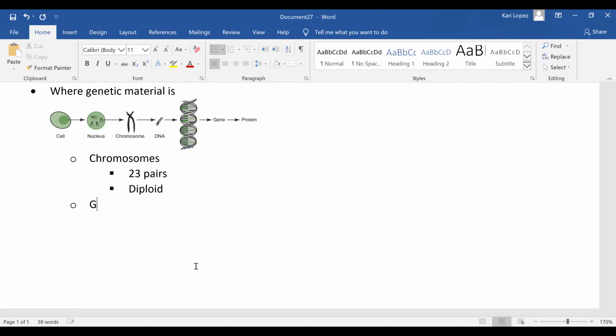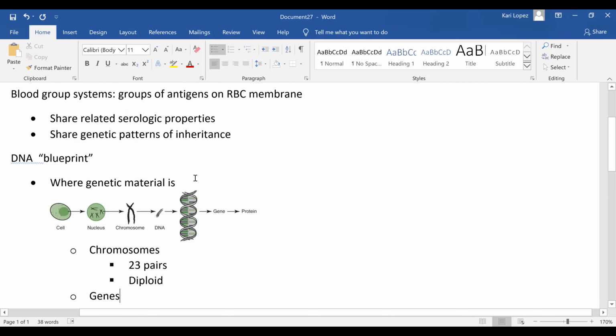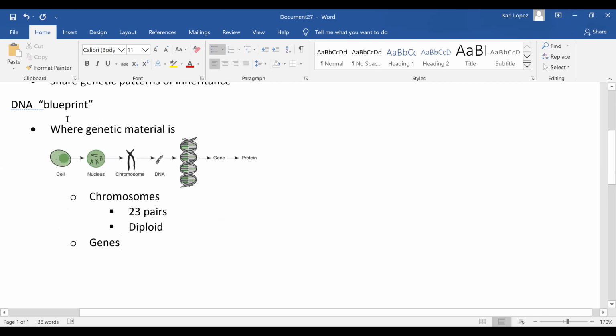And then what else do we have? We have genes. Our genes are further down the line. So they're even more condensed than the chromosomes, which are even more condensed than, I'm sorry, your DNA is part of them. I should switch this one. Let me fix this.